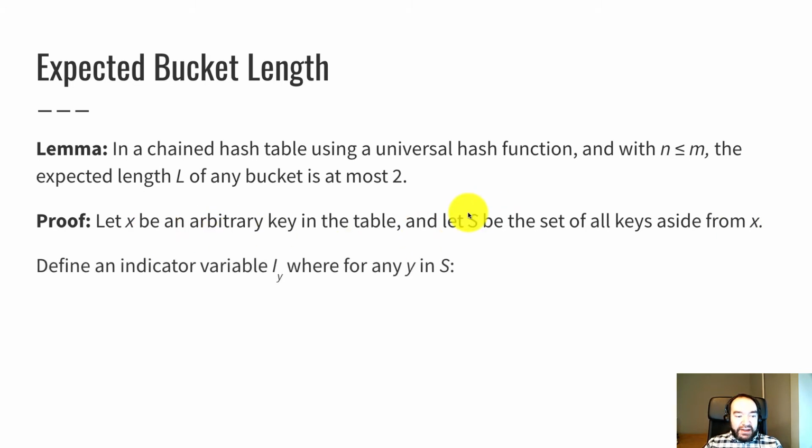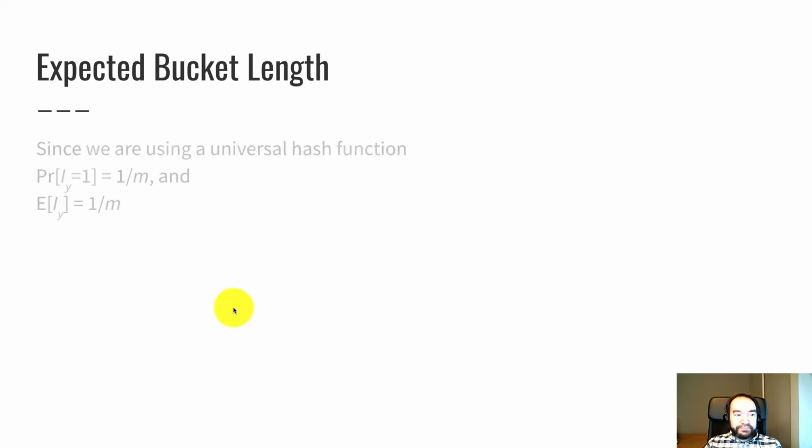And let's define an indicator variable, capital I subscript y. I'm going to call this I_y, where for any y in S, so this is an indicator that could be true or false for any of the keys other than x. I_y is 1 when x and y collide, or 0 otherwise. So if y is a key that collides with x, then I_y has the value 1. If y is a key that does not collide with x, I_y has a value of 0.